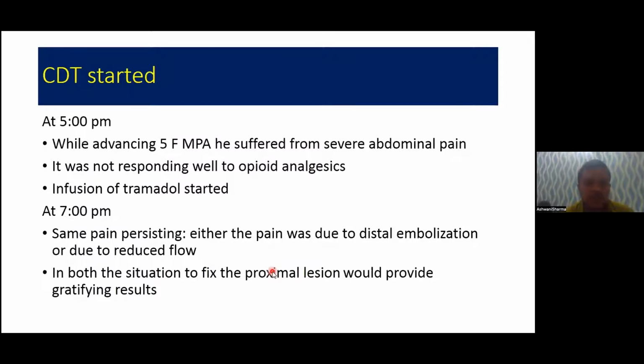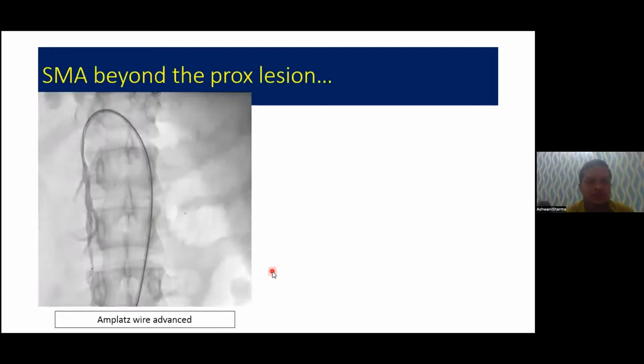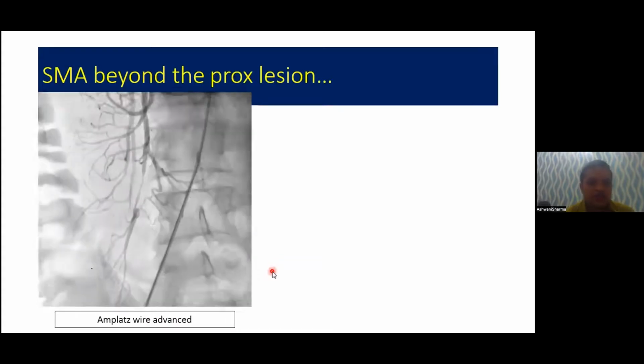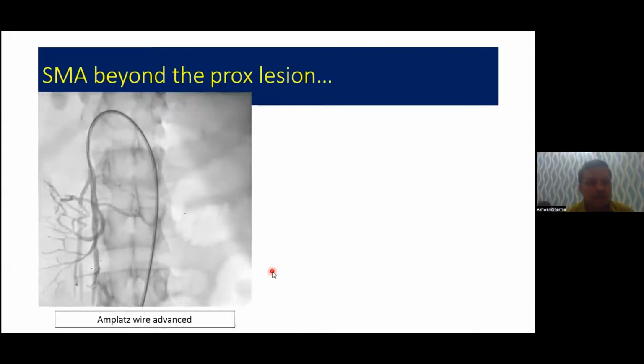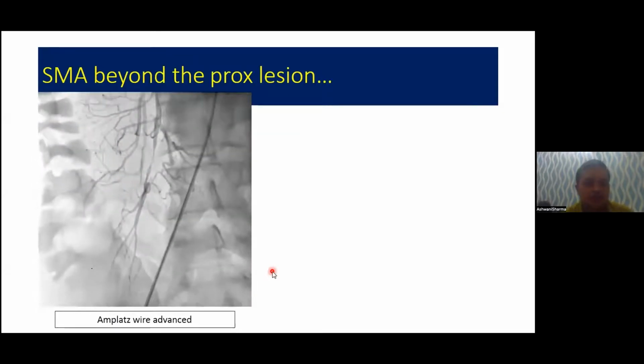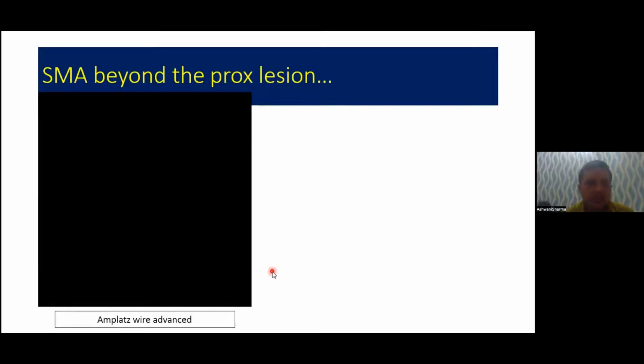So after 2 hours, we thought that the persistent pain was either because of distal embolization or because of reduced flow even with the 5 French MPA catheter. In both cases, if we take care of the proximal lesion, the distal flow will increase and we will have gratifying results. So after 2 hours, we advanced the catheter. We changed the sheath to a 9 French sheath and an 8 French catheter was advanced. This is the distal runoff.